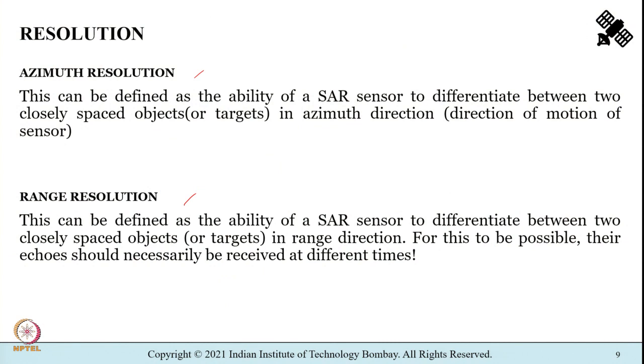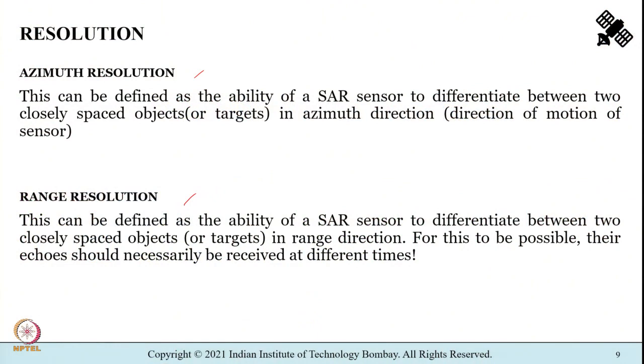Now, the SAR sensor is transmitting pulses in the range direction while it is moving in the azimuth direction. Let us try to think of it in technical terms. I can easily define azimuth resolution now, because it is the ability of a synthetic aperture radar sensor to differentiate between two closely spaced objects or targets in the azimuth direction. Remember, whenever I say azimuth, it is the direction of motion of the sensor, the flight direction.